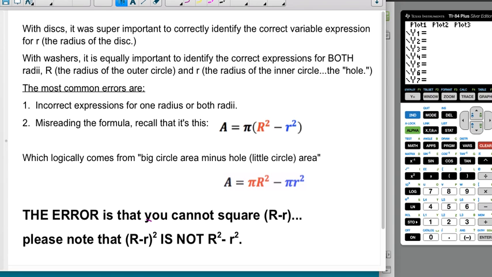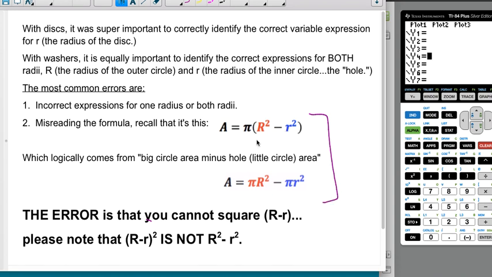With disks, it was really important that we find the correct variable expression for the radius r of the disk. With washers, there are two r values: the capital R for the outside radius and the lowercase r for the inside radius, or the radius of the hole. It's really important that we get the correct variable expressions for both of those, or else the whole thing falls apart. That's where the hard part of these problems comes. The most common errors in washer problems are incorrect expressions for one or both radii, and then misreading the formula.